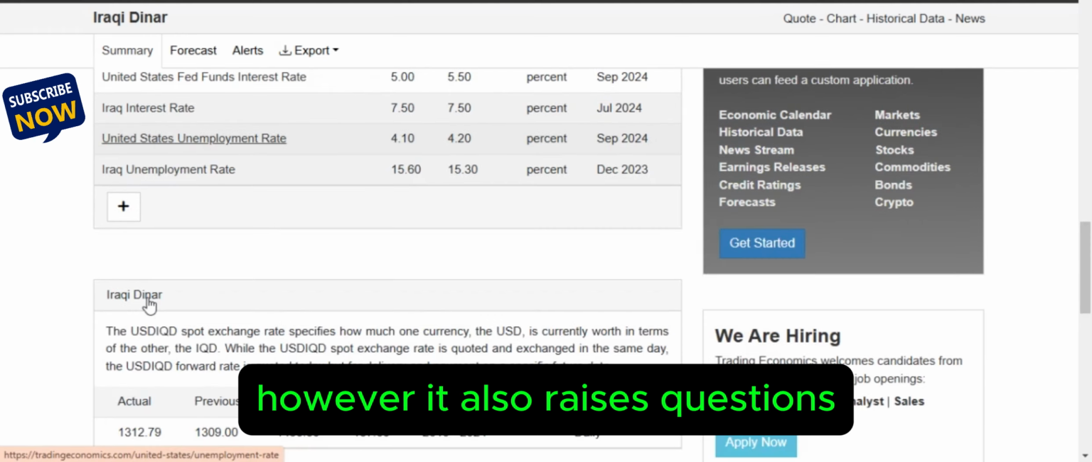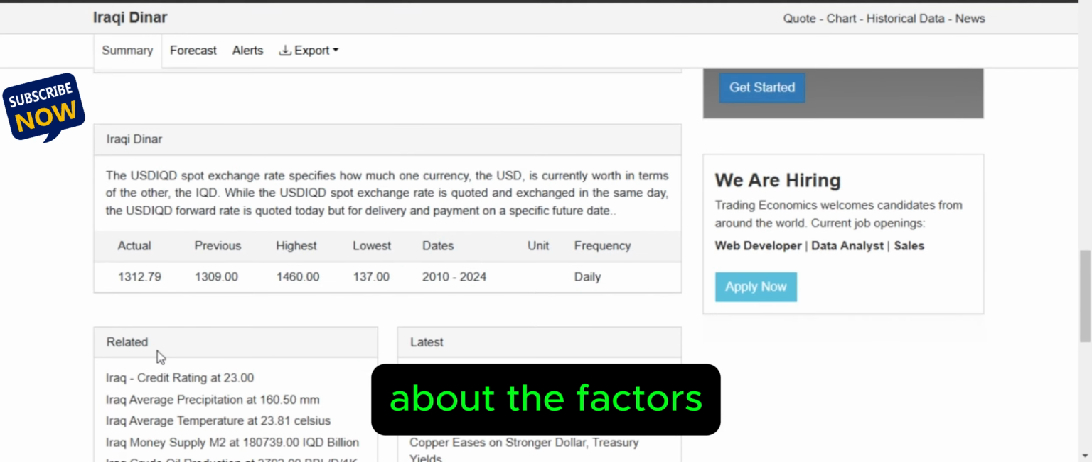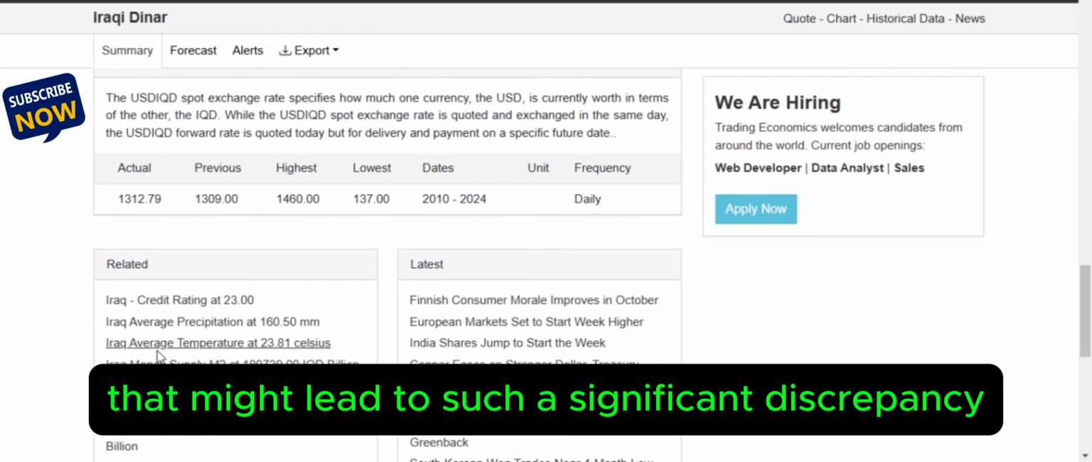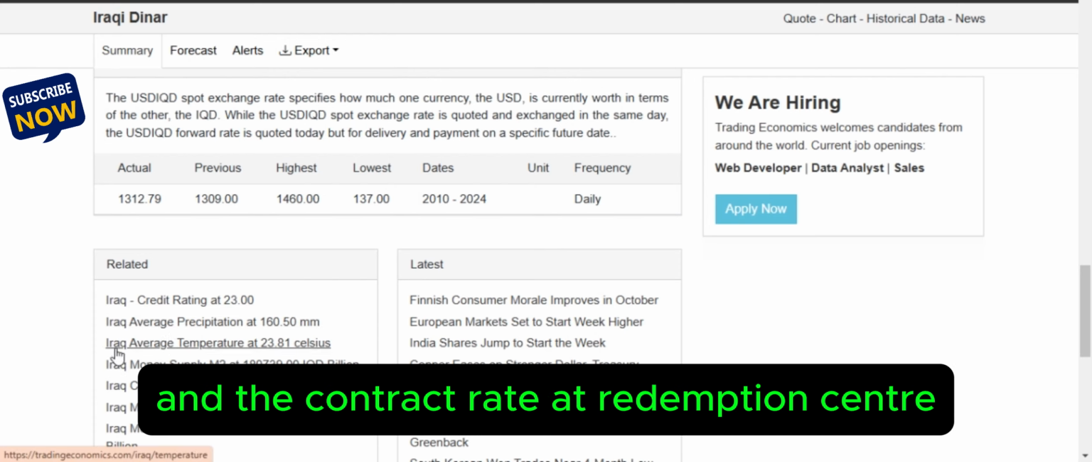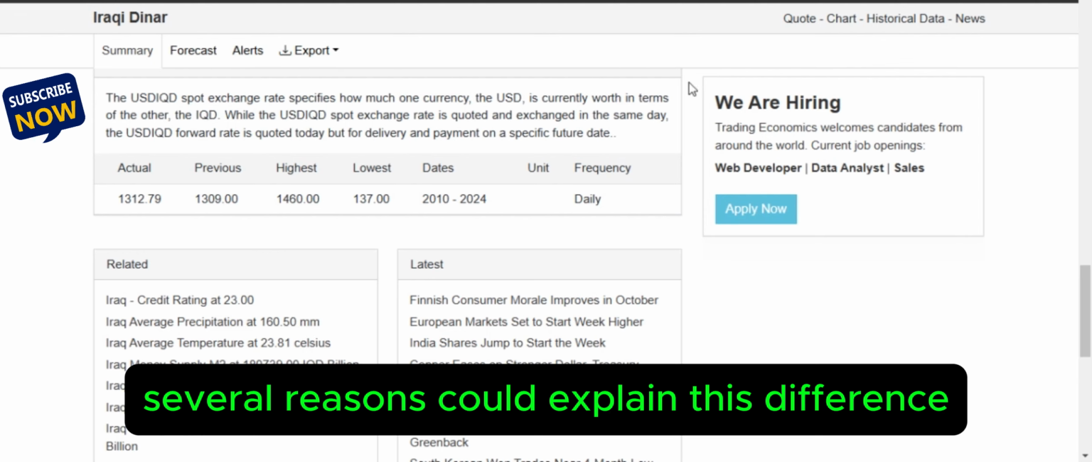However, it also raises questions about the factors that might lead to such a significant discrepancy between the bank screen rate and the contract rate at a redemption center. Several reasons could explain this difference.